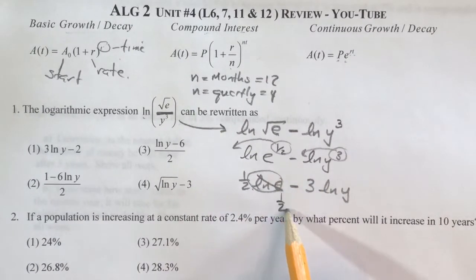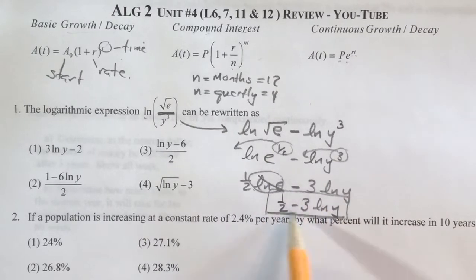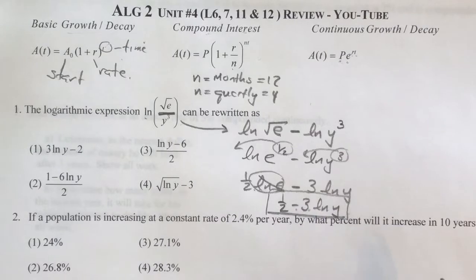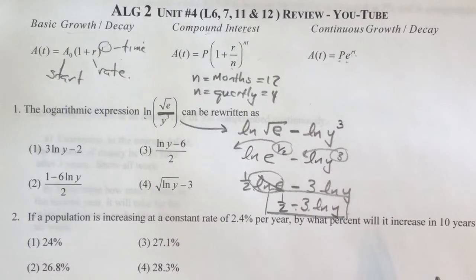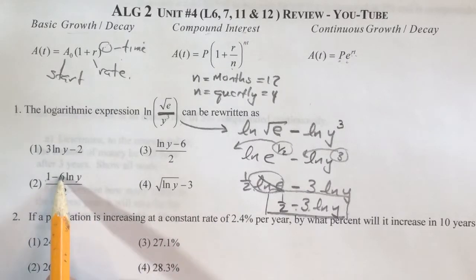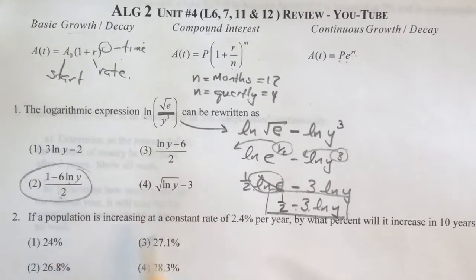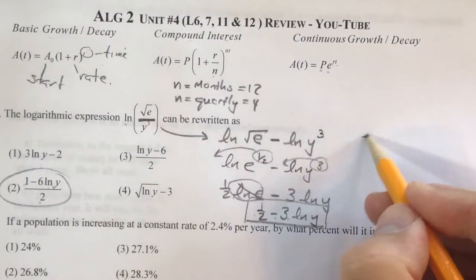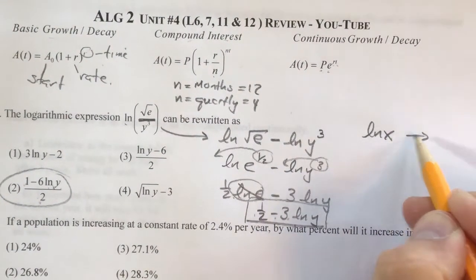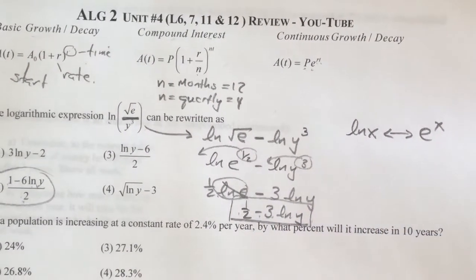So we're going to get 1/2 minus 3 natural log y. So I'm looking for this answer. All right, so where's he got it hidden here? Right here. There's the 1/2, and then 6/2 becomes 3 natural log y. So there it is, choice 2. Got to look a little bit carefully. All right, so just keep in mind that the natural log of x is the opposite of e to the x. They're opposites of each other.